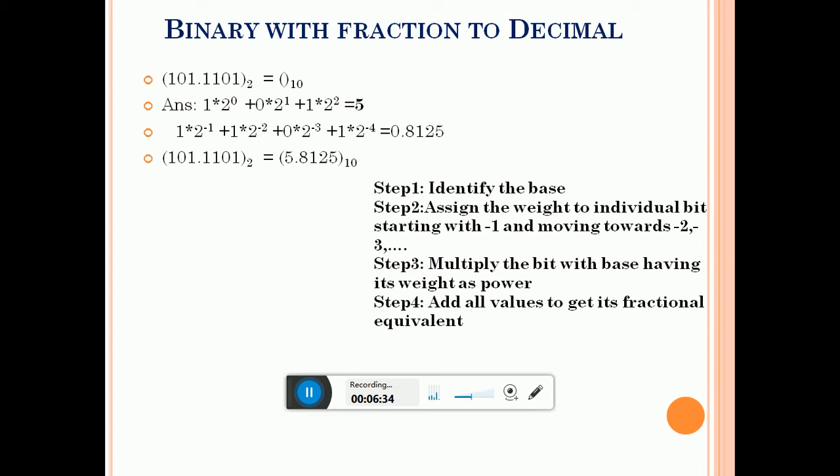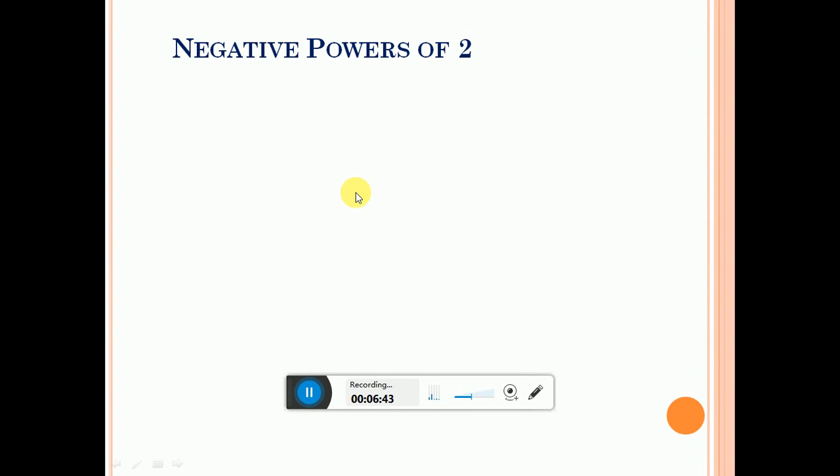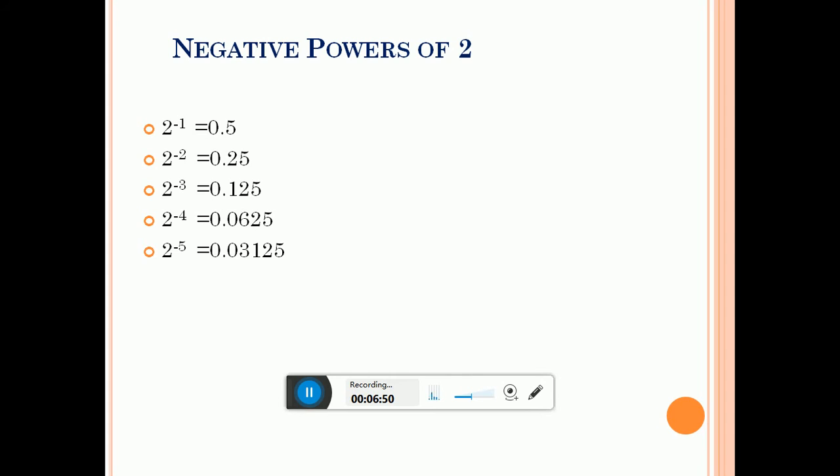Now you must have observed one thing here, that you need to remember the negative power of 2. So for that I have created one chart to make you remember the negative power of 2, such as 2 raised to -1 is equal to 0.5, 2 raised to -2 as 0.25, 2 raised to -3 as 0.125, and so on. So majorly it is expected that at least you will be able to remember up to 2 raised to -5. That will be easy for you to add up the values in your last step.